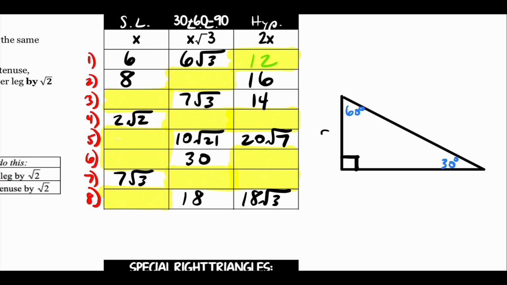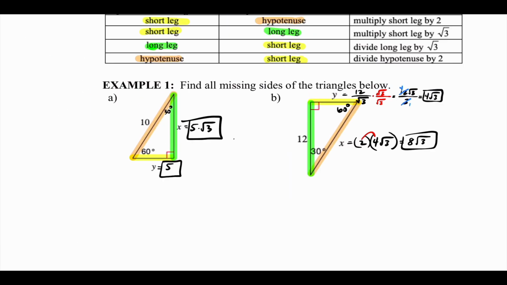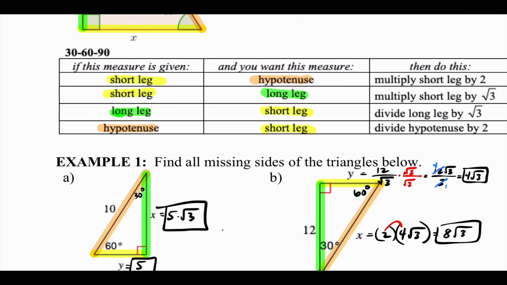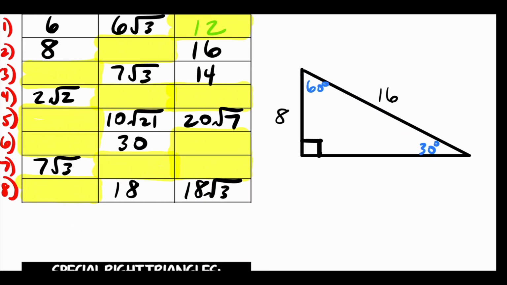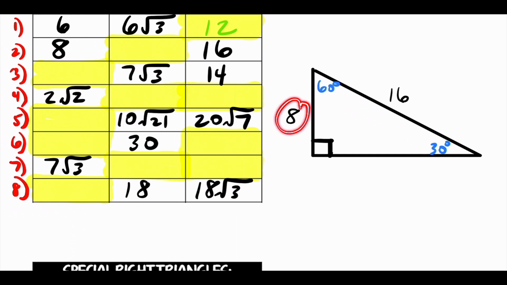The short leg is 8. The hypotenuse is 6. I have to find the long leg. My table says if I want the long leg, I need to multiply the short leg by the square root of 3. This is the short leg over here. So it's 8 times the square root of 3. I can't multiply those together to make 24. Square root 3.